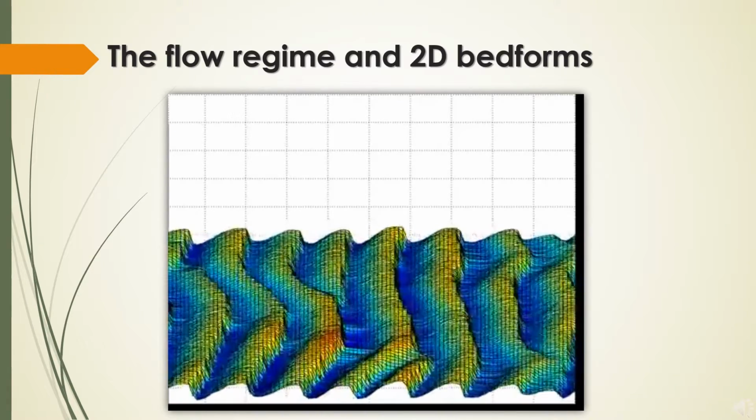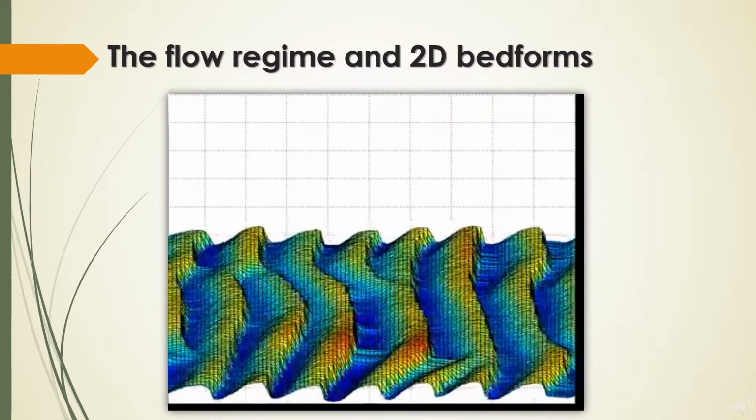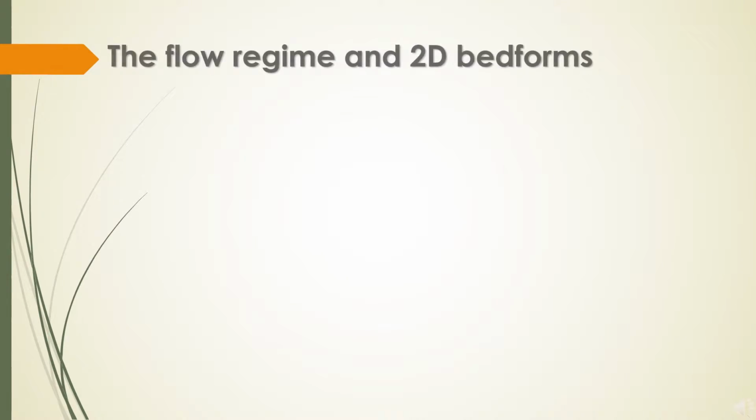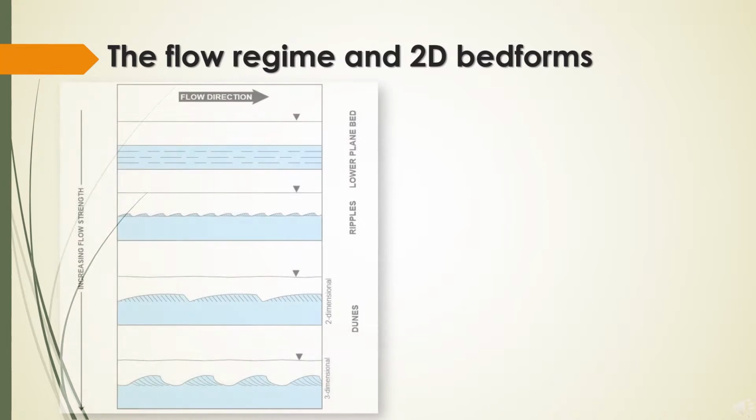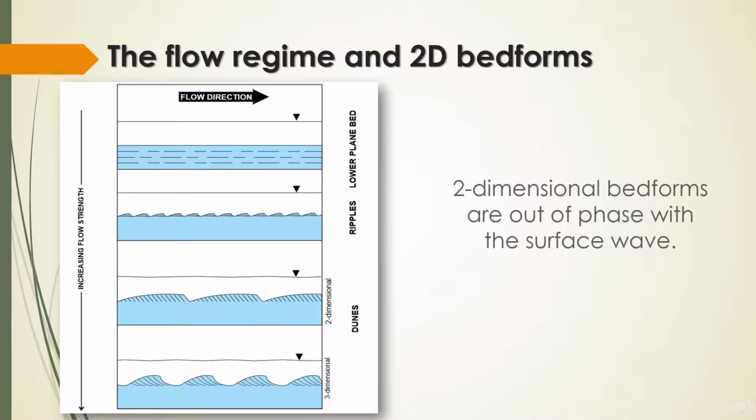The naming of this sedimentary structure, ripple or dune, is dependent on the height of the structure. And additionally, as the next picture shows, the two-dimensional bedforms are typically out of phase with the surface wave. And now I'm going to pass on to Henry, who will be talking about the depositional environment.